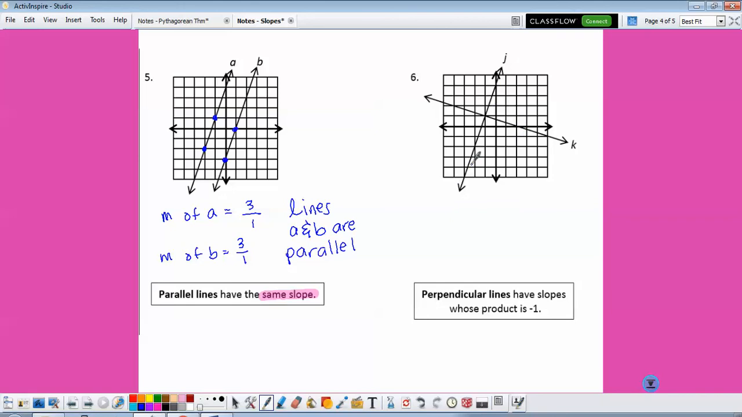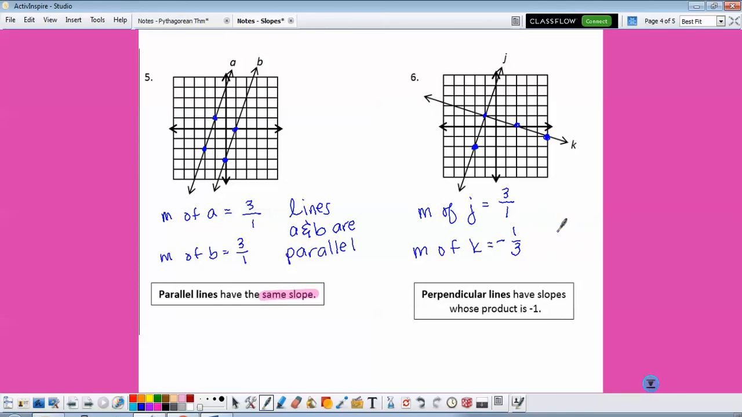Number 6, we have lines J and K. We want to see if they're perpendicular. Their slopes have a product of negative 1. So let's look at line J. That goes up 1, 2, 3 over 1. So the slope of J is 3 over 1. If I use these 2 points for K, we go down 1 and over 3.